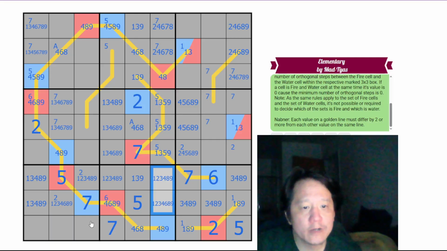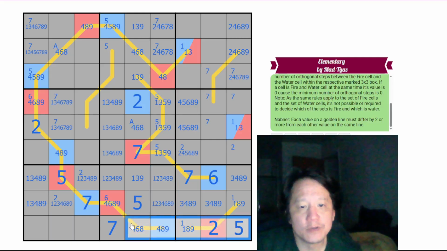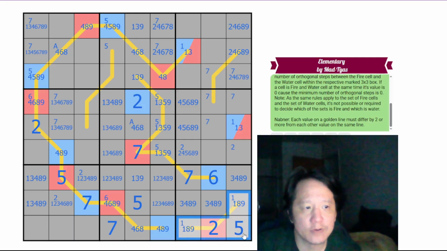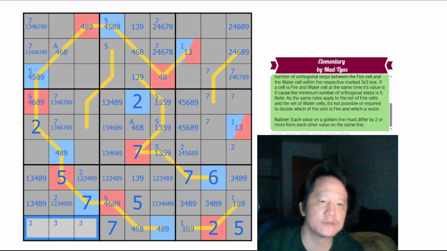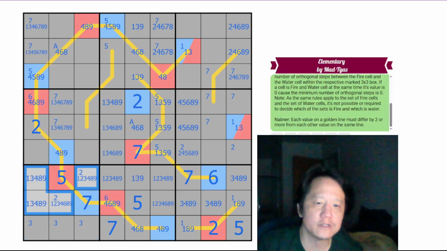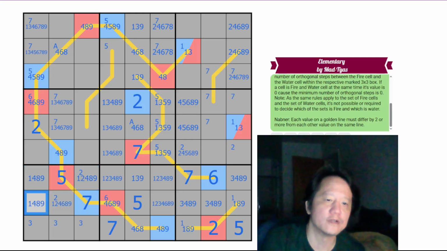Okay, where is 3 in row 9? Can't be any of these digits here because of the way that the Nabner line works. Can't be here because of the way that these have to work out. So 3 is guaranteed to be one of these 3 cells, which means none of these can be 3. That's interesting.